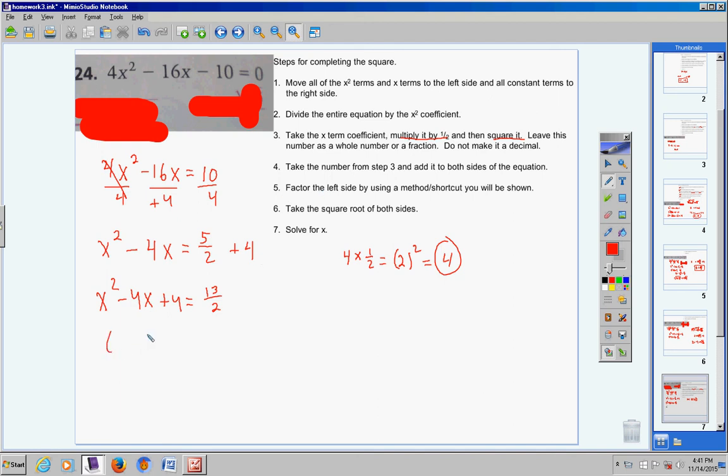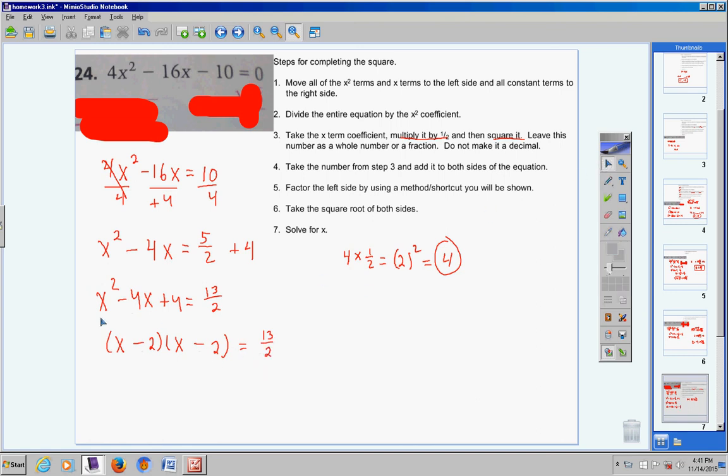So here we go. Write your two parentheses. Take the square root of this term in your head. The square root of x squared is x. Put it here and here. Take the square root of this term in your head. The square root of 4 is 2. Put a 2 here and a 2 here. Whatever your middle sign is goes here and here. So nothing earth-shattering. Okay?